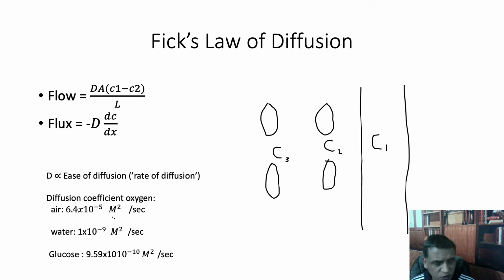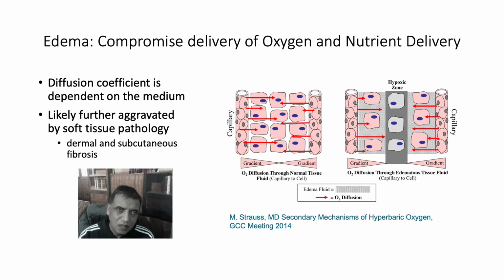So Fick's law of diffusion tells us that if diffusion occurs over a greater length, the delivery of nutrients will be reduced, or if it occurs through a medium which impedes the flow of nutrients, the delivery of nutrients will also be diminished. We'll use oxygen as an example to illustrate Fick's law of diffusion, but this argument can be applied to any other nutrient, such as glucose, amino acids, vitamins, you name it.